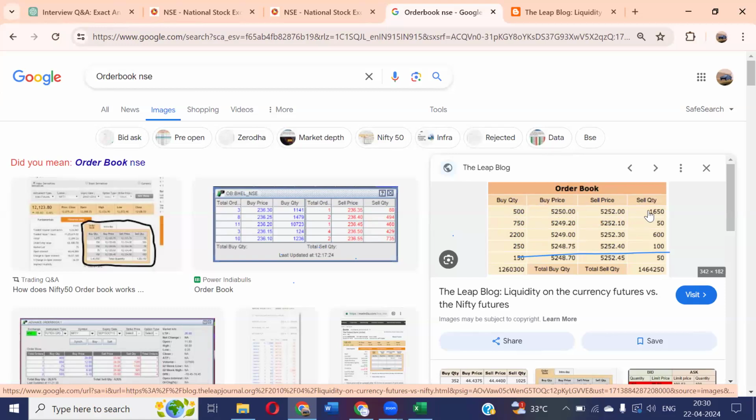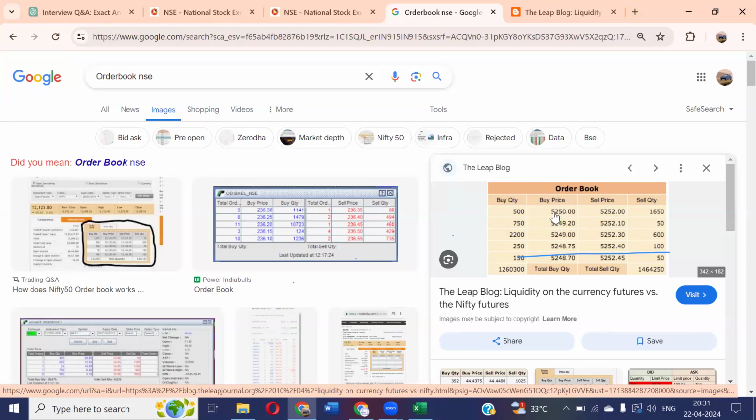The quantity is available. We have quantity 600, 100, 50, 50, 1650. All these quantities are available, but the selling price is 5250. Buyers are quoting only 5250 as a maximum. So there is no match between the buy price and sell price, so the order won't be executed.